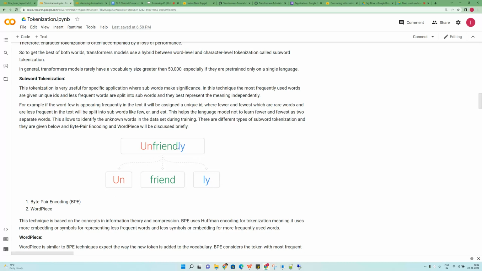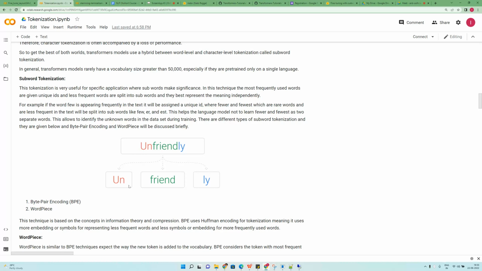So in this case, at the end, they divided "unfriendly" into three subwords: "un", "friend", and "ly". They were able to find that "un" is there, so they assign "un" the ID it has in the dictionary. They are also able to find "friend" in the dictionary, so they assign an ID to "friend", and they are also able to identify "ly" in the dictionary, so they just assign the ID that was there for "ly". So this is how they are doing it.